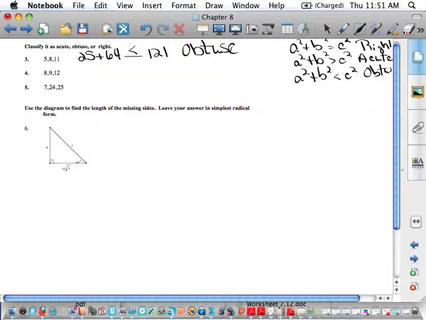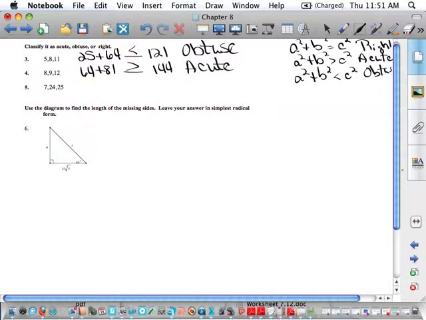The next one, that's 64 plus 81. How's that related to 144? 64 and 81 is 145, so that's greater than 144. Therefore, that makes this an acute triangle.